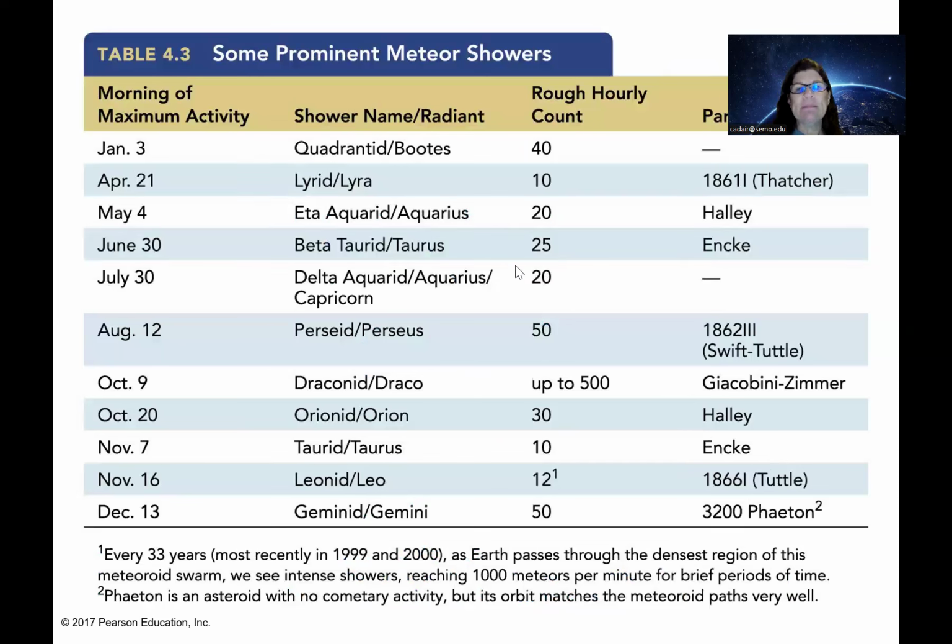Here are prominent meteor showers throughout the year. For the summer, we've got June 30th, July 30th, and then in August we have some Perseids. Let's see, this one, the Orionids is from Halley, and the Aquarids is also from Halley. Anyway, it's kind of fun actually in the lab. We might have a lab associated with this. I haven't figured that out yet.